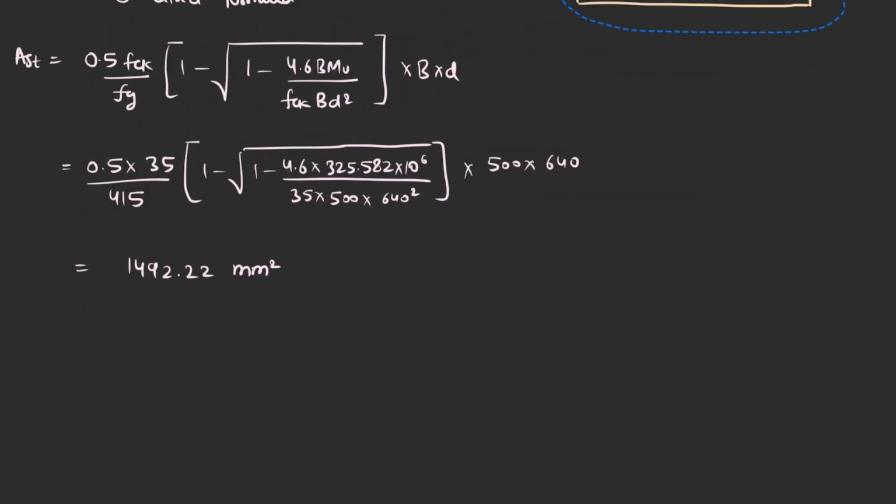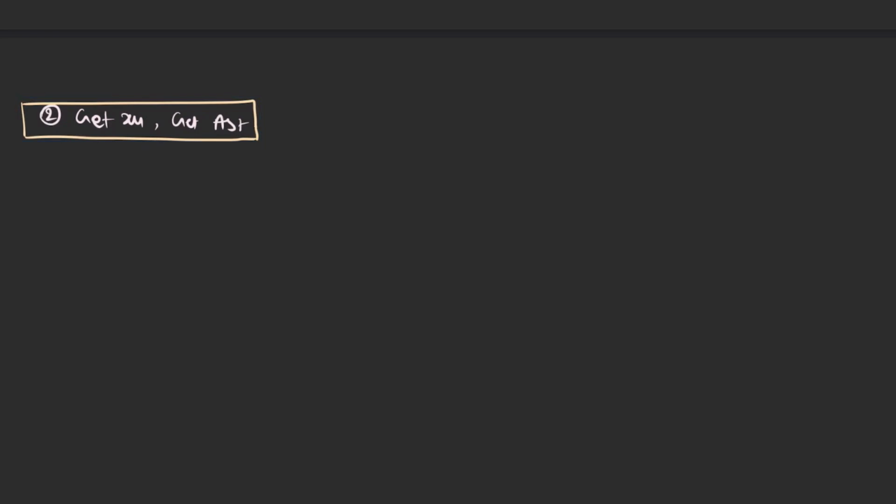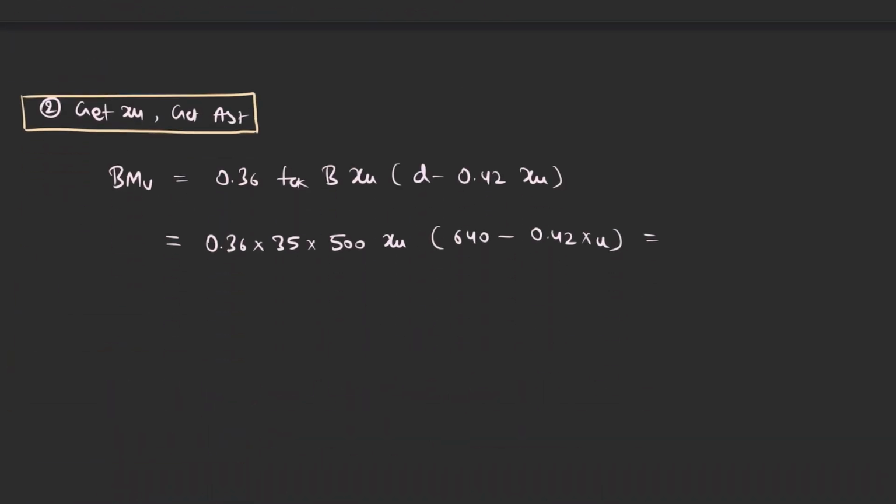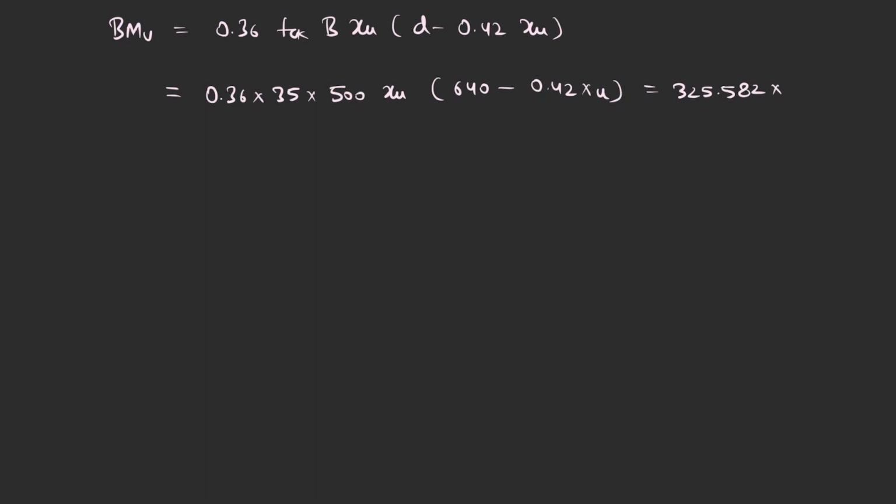Now we'll find it through the second method, which is the sequential method, the cumbersome method, which consumes a lot of time and energy. Here we have to find XU first. How can we find XU? We have to equate the factored bending moment to the moment of resistance capacity of the concrete section, that is 0.36 FCK B XU (D minus 0.42 XU). On substituting the values, we get a quadratic equation, so we have to solve it. If you have a good calculator, you can calculate it directly, but I'll be solving it through the quadratic formula, Sridharacharya formula: minus b plus minus under root b square minus 4ac upon 2a.